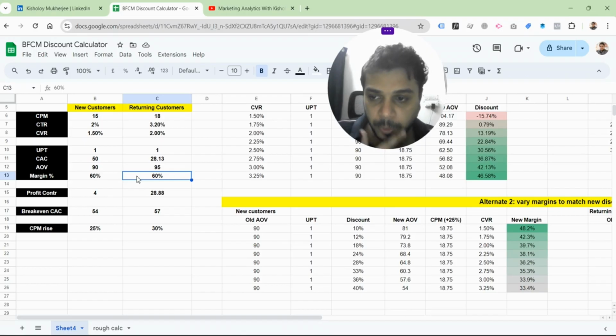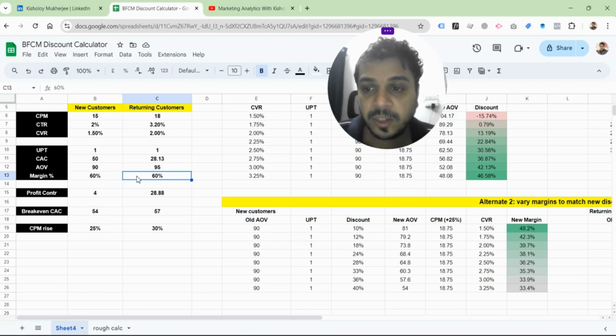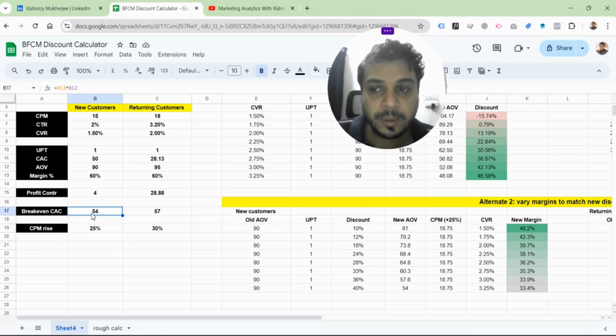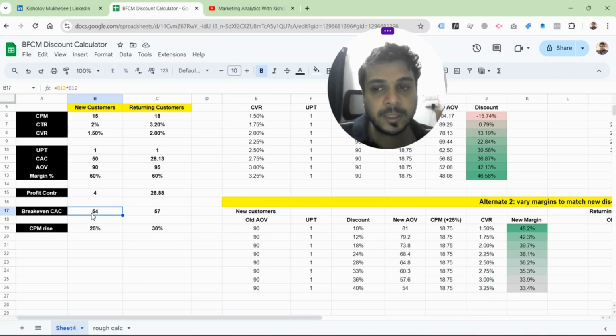So then we come to profit contribution. Profit contribution is simply the difference between the break-even CAC and the CAC. Okay, and the break-even CAC is the profit margin. If I just jump into the formula here, you'll see that it's the margin multiplied by the AOV. Essentially, that is the maximum amount that you're able to spend, right? That's the profit absolute value, because you're multiplying the AOV by the profit margin percentage.